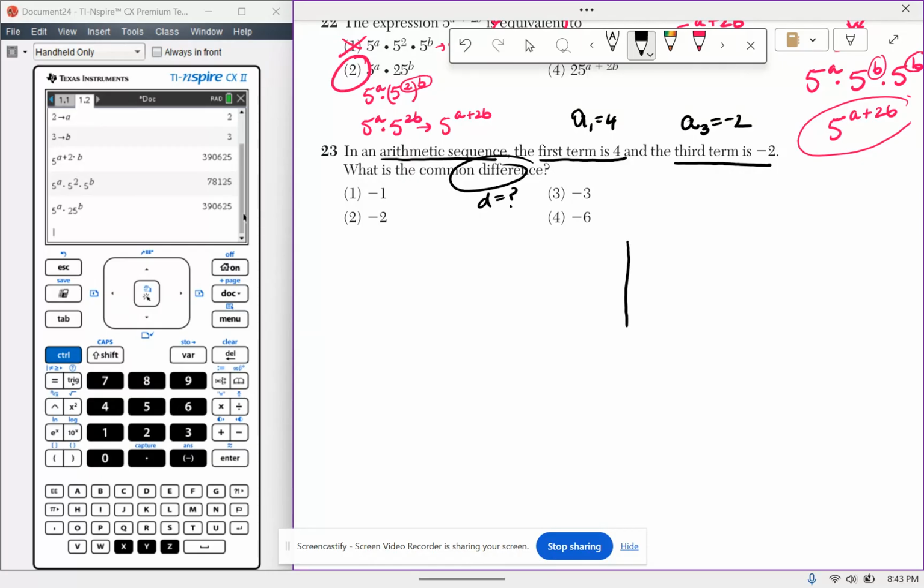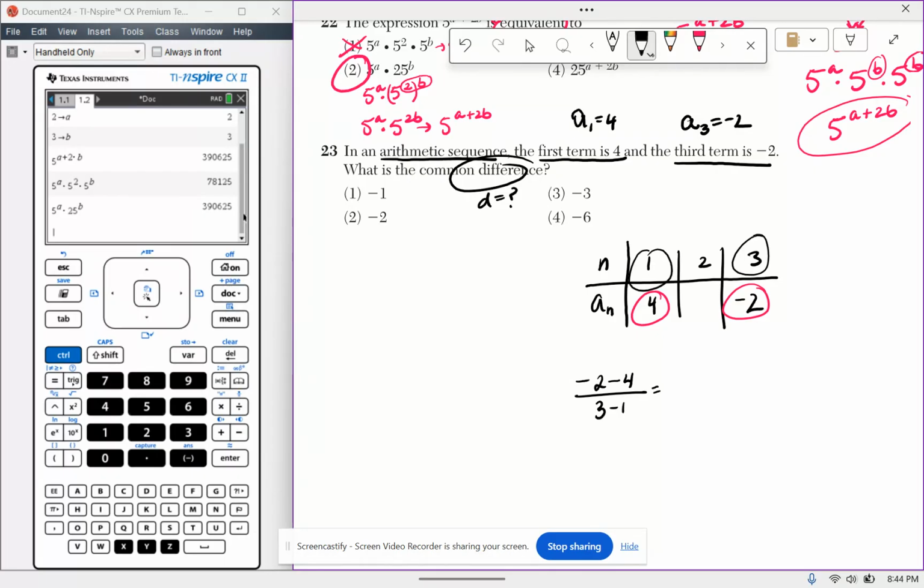Well, if we're given 2 terms and we're trying to find the common difference, I always make a table. This is the term number and this is the term. So the first term is 4, the second term is who knows, and the third term is -2. So I kind of do the slope here, right? So I'm going to do the change in the terms, right? To get from -2 to 4 over the change in the x's. Okay, so now I get negative 6 divided by 3 minus 1 is 2. That's negative 3, so the common difference is negative 3.